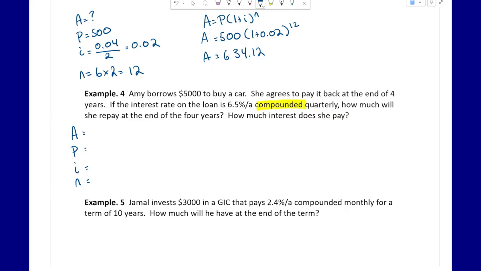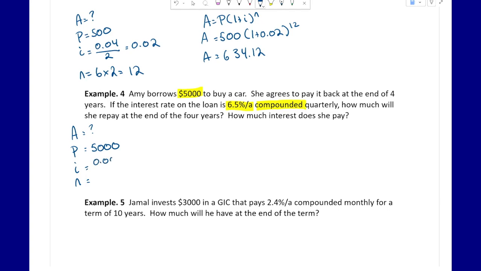So I'm going to go through. I don't know the future amount. That's what we're trying to calculate. The principal, what we start with. So she's borrowing $5,000. That's what she's starting with. The I, we know the 6.5%. The /A just means per annum, so 6.5% per year.